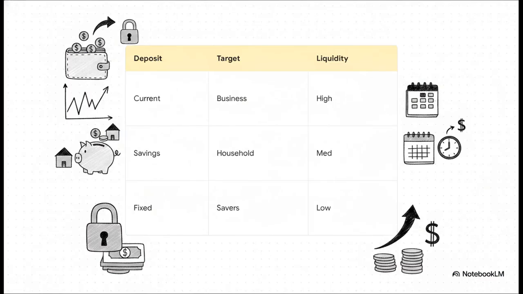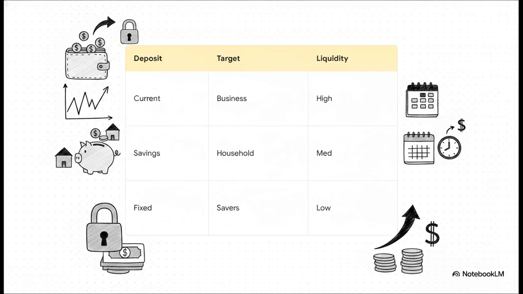Section 2. Powering up, accepting deposits. This is the very first primary function of a commercial bank. It's the raw power intake for our grid. Banks basically offer 3 main ways to plug into this grid, and it all boils down to a fundamental trade-off between liquidity, how fast you can get your cash, and interest.